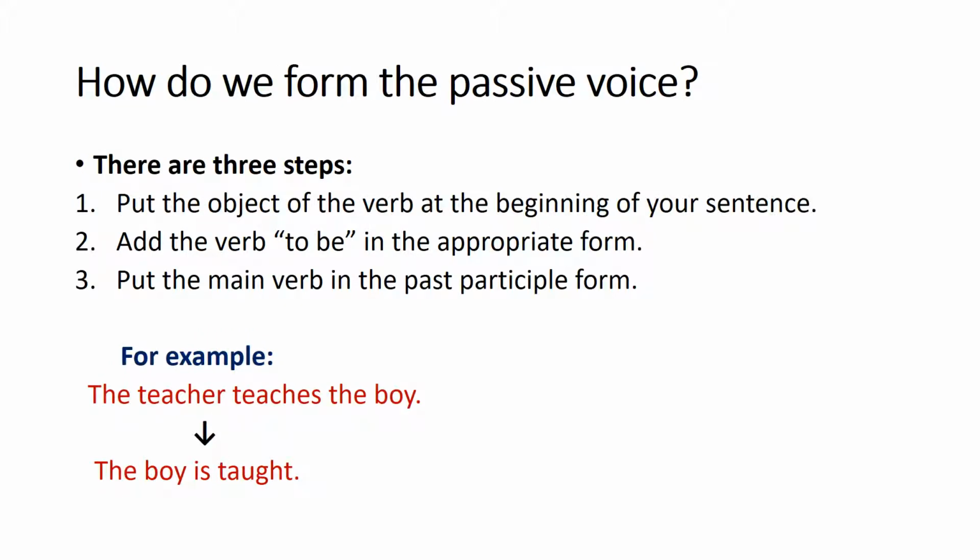How do we form the passive? There are 3 steps involved. 1. Put the object of the verb at the beginning of your sentence. 2. Add the verb to be in the appropriate form. And 3. Put the main verb in the past participle form.